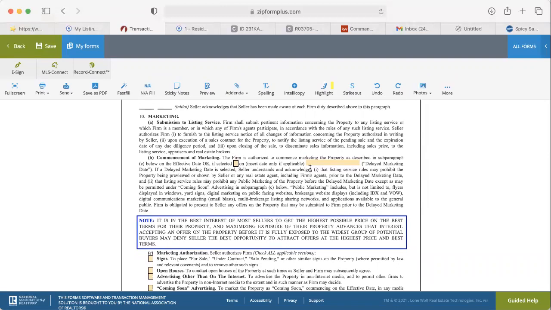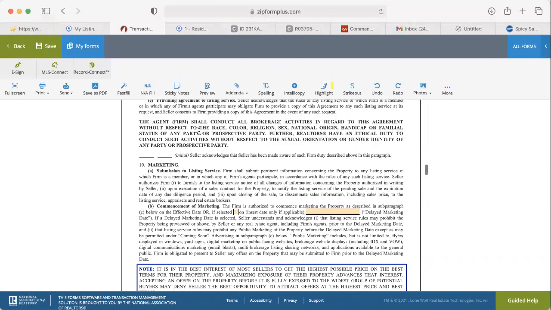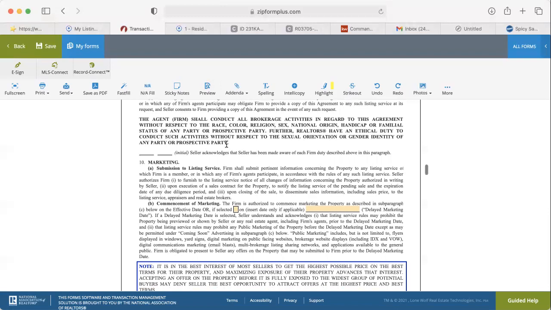This form was created last May, so almost a year. And this was a newly added thing here where the seller had to initial this. So whenever you see something added that requires an initial, that means that there were problems or that people didn't understand that. So obviously there's still in today's world people who have broken fair housing laws with regard to these different classes of people.